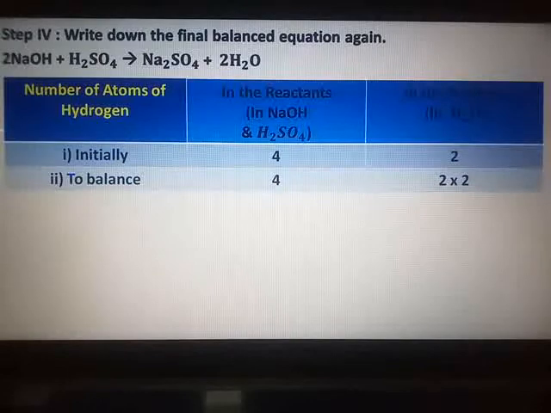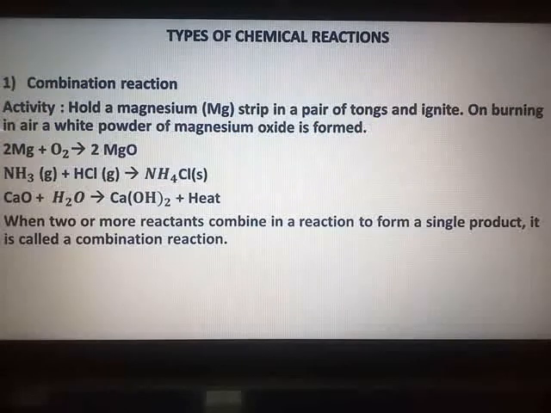We move towards our next topic, the types of chemical reactions. Here, 4 types of chemical reactions you are going to study: combination, displacement, decomposition, and double decomposition reaction. So let us start with the first one, combination reaction. Look at the word combination. Combination means something is combining and forming something.